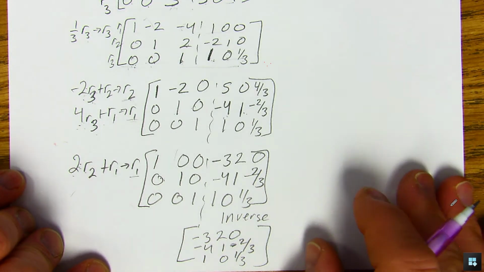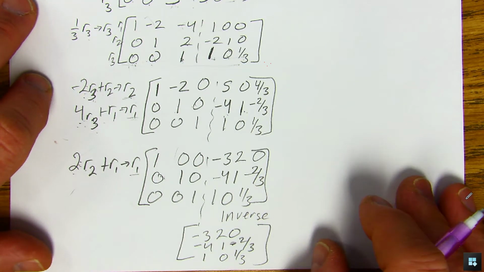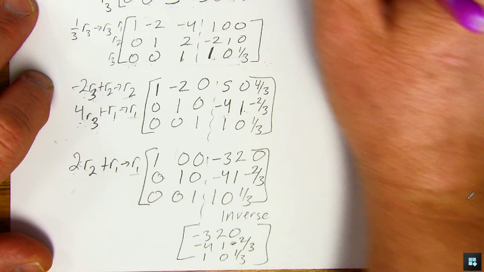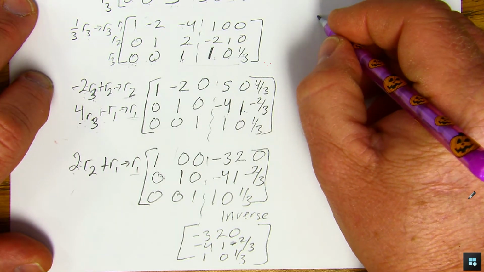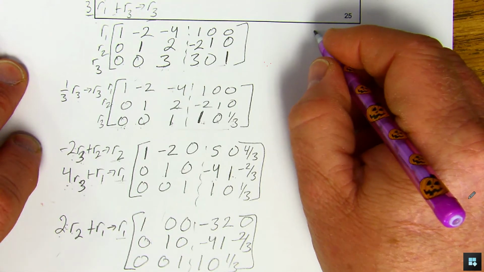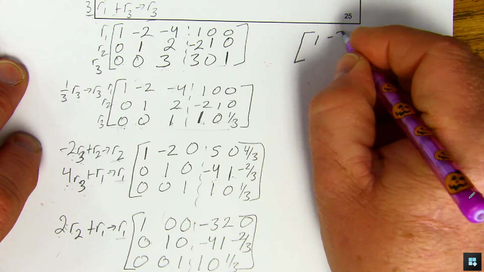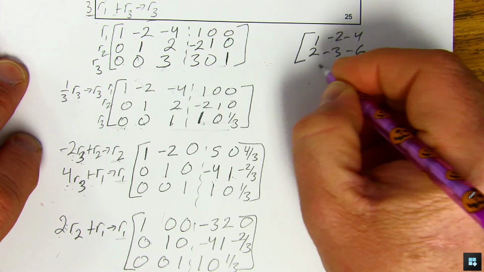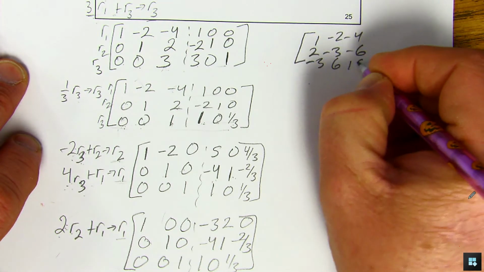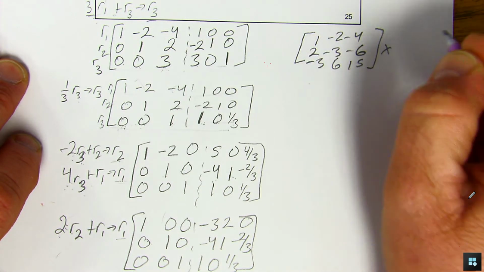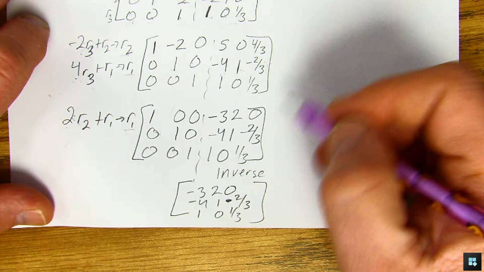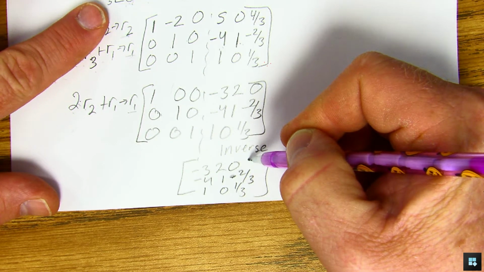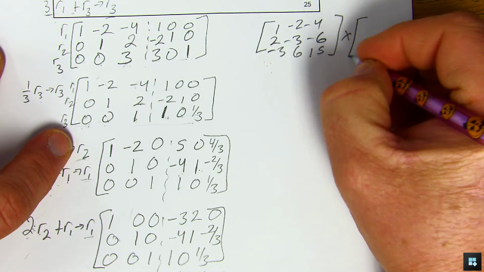Now we need to verify it. So to verify it, we're going to take our original matrix, clear back up here at the top. I'm going to come right here, and that's 1, -2, -4, 2, -3, -6, -3, 6, 15. We're going to multiply it by our inverse, or what we're claiming to be our inverse, which is right here at the bottom. -3, 2, 0.